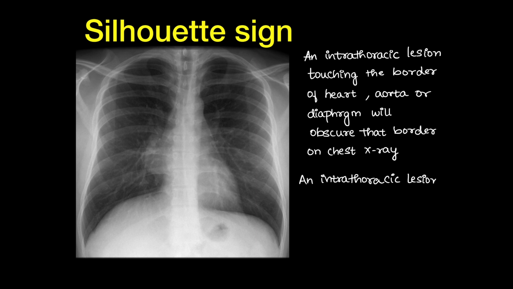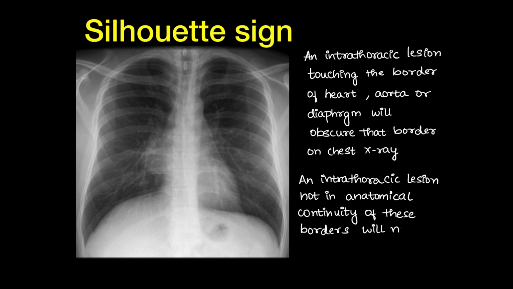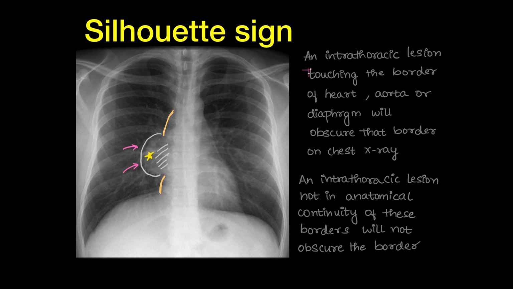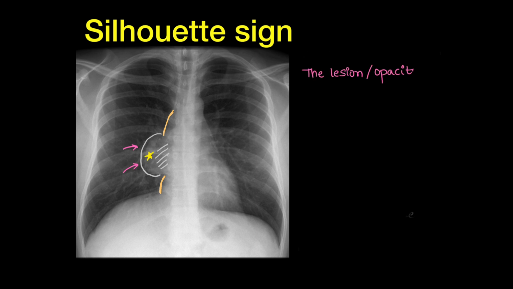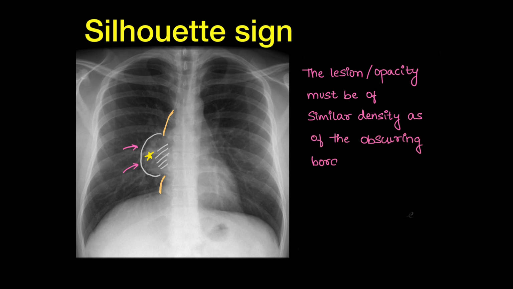And an intrathoracic lesion not in anatomical continuity with one of these borders will not obscure the borders. In this x-ray you can see a lesion in right hilum which is obscuring a part of right heart border because it's in anatomical continuity with the border. So for this to be true, the lesion or the opacity obscuring the border must be of similar intensity or similar density as that of the obscuring border. If it is of different density, then it will not obscure the border. But this is not part of the definition of silhouette sign, but you must remember this.